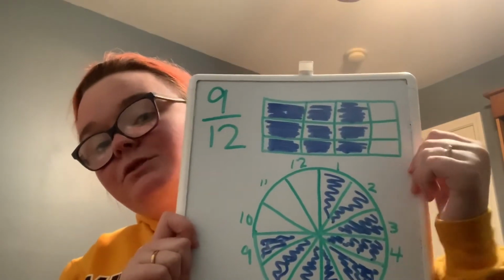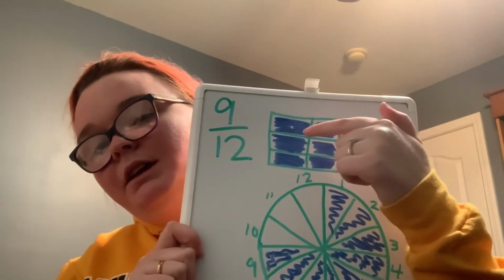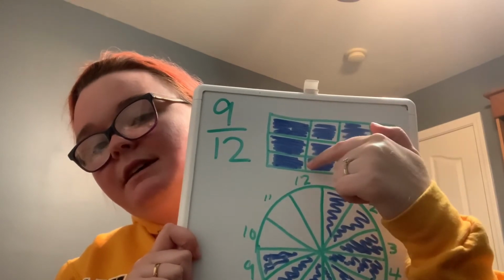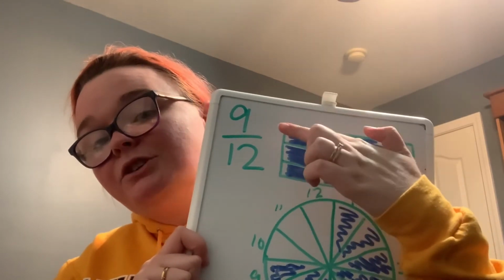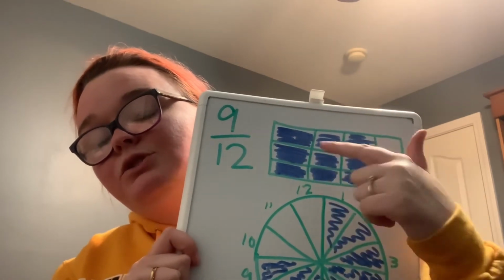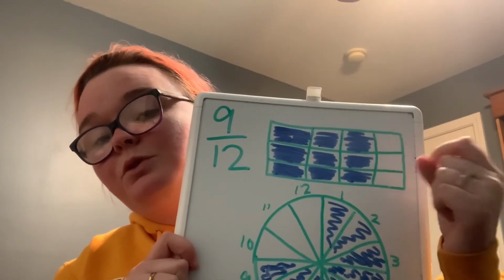So we're shading in 9 parts of the 12. And again, I'm not going to completely fill them in, 1, because it is difficult to do with markers, and 2, because I'm not trying to take all day. So here we have our 9/12. We have 1, 2, 3, 4, 5, 6, 7, 8, 9 colored in as our numerator. So 9/12, because we have 12 total pieces.